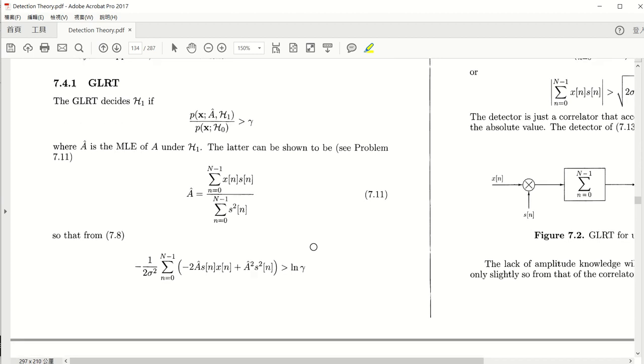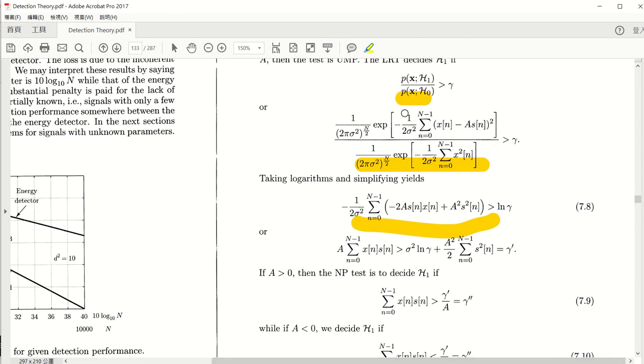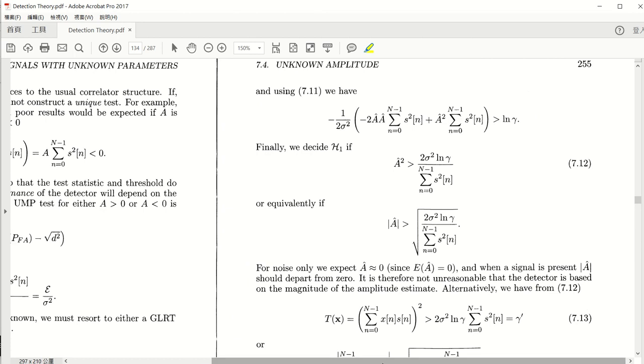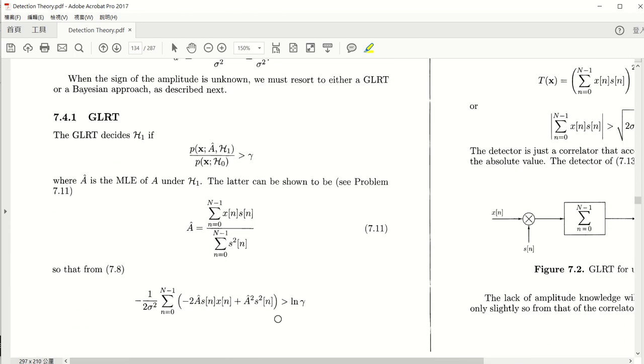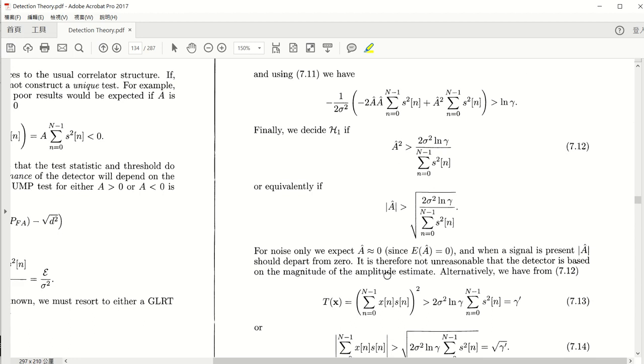From 7.8, we know that we'll be able to show that the likelihood ratio can be simplified to this 7.8. Let me see, 7.8 here, right? It simplifies from likelihood ratio, but the A is replaced by A hat. So now we have this A hat comes in, and then larger than gamma prime, but A hat is like this. This is observation, this is a signal. And using some simplifications, finally we will decide H1 if A hat square is larger than this.